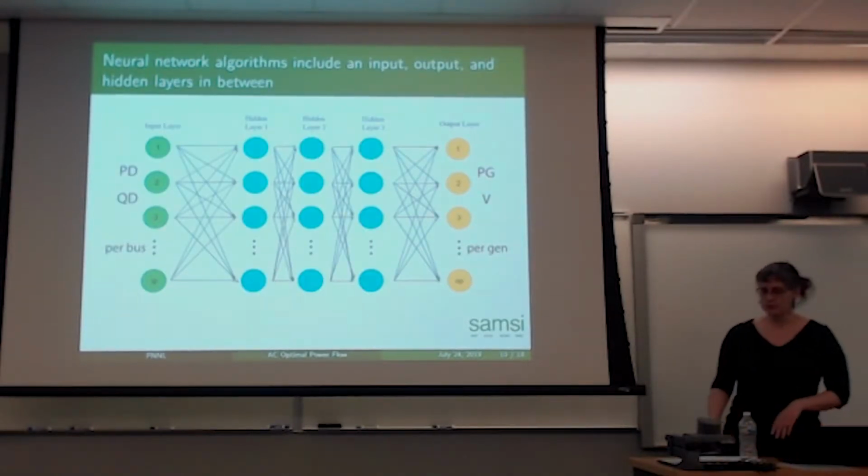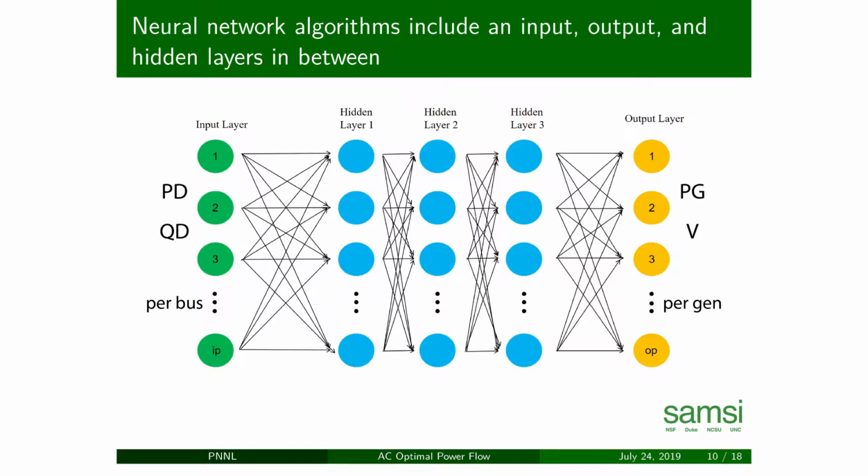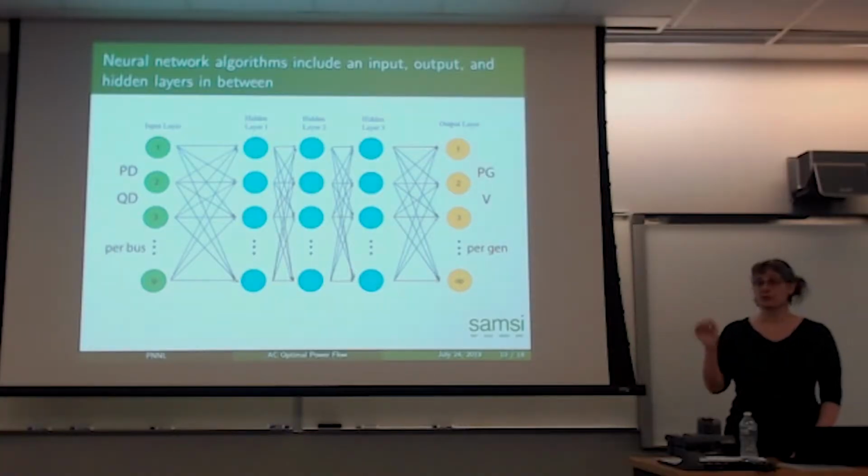So we used a neural network algorithm that is referred to as a multi-layer perceptron algorithm, which involves hidden layers as well as an input layer and output layer on either side. For the input layer, we have PD and QD, which is the real and reactive power coming from each of the buses. And then the output was the PG, which is the generator power, what you want to set the generator to, and the voltage.